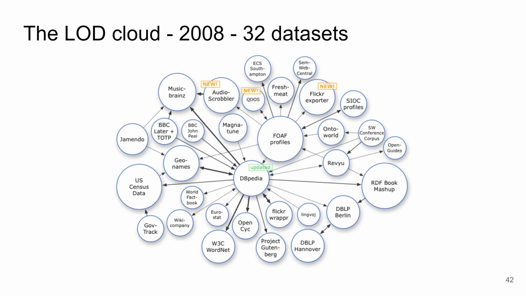Well, in 2008, there were already 32 datasets, and we can see that there is one dataset kind of central, and that is DBpedia. And DBpedia has definitely something to do with Wikipedia, right? Well, imagine you are writing a thesis and you want to reference some term, for instance. Where do you turn to? You turn to Wikipedia, because Wikipedia has a record for virtually anything, right?